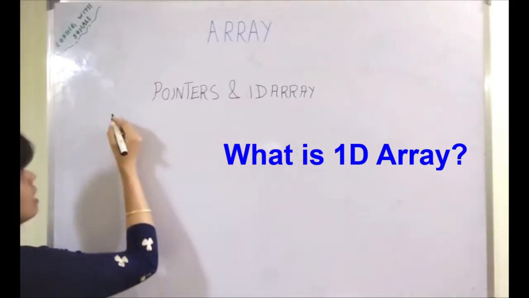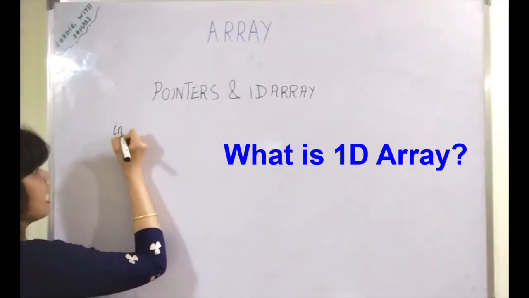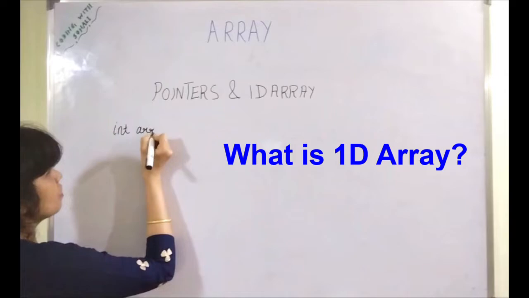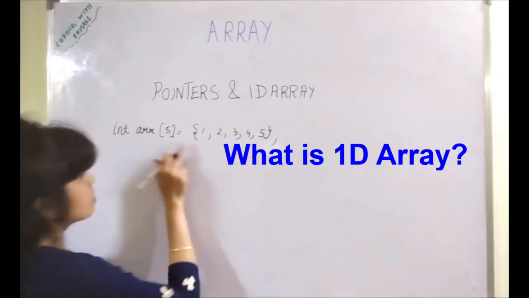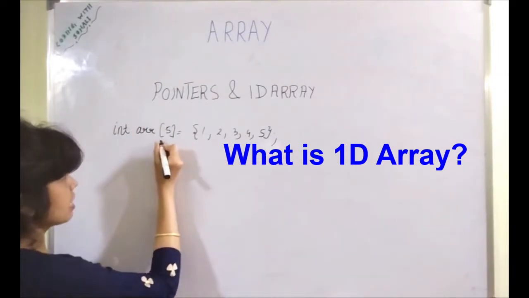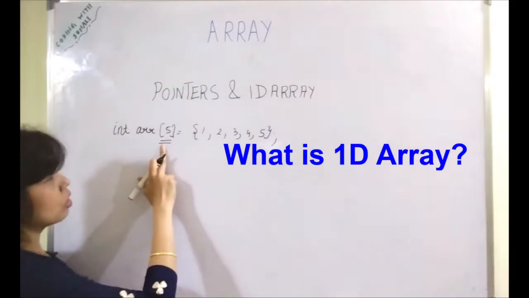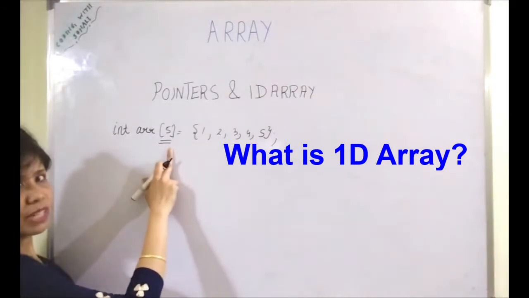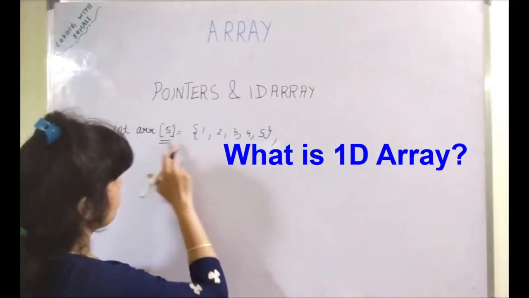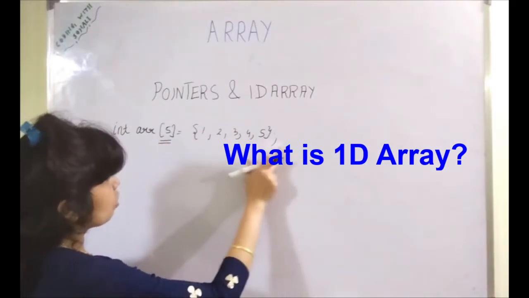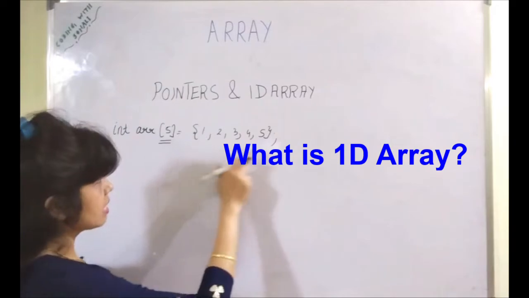So in case we have a 1D array of integer type, this is a 1D array because it has one subscript, that is one dimension. Here the size of the array is fixed, we cannot change it at runtime. So we are mentioning the size as 5 and we are also initializing it with these values.